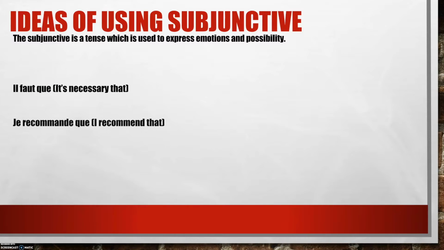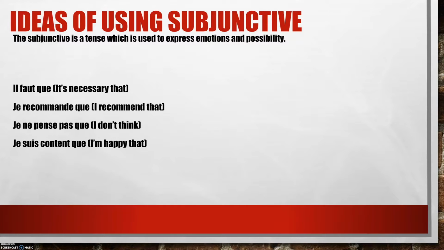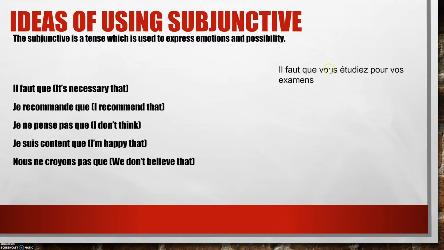Okay, so ideas of using subjunctive. Il faut que, je recommande que, je ne pense pas que, je suis content que, and nous ne croyons pas que, as we just used, right? So obviously these are talking about emotions, they're talking about possibility or the lack of possibility about something happening. After the que, as I just said, you're going to need a subjunctive. So an example sentence would be like, il faut que vous étudiez pour vos examens. It is necessary that you study for your exams. Here on the left hand side, il faut is the conjugation of the verb falloir in the present tense. Here the sentence is emphasizing something, which is why we use the subjunctive, to emphasize how important these exams are.